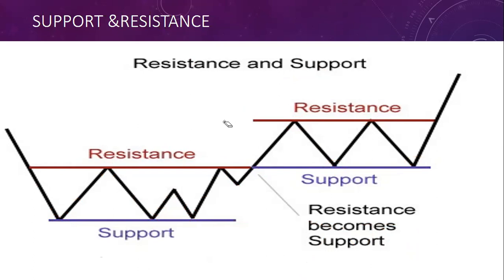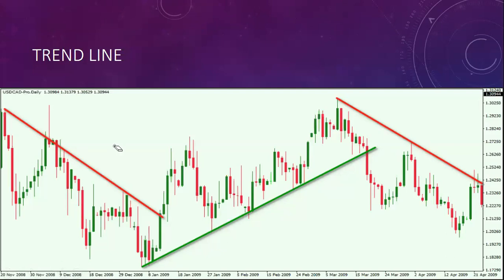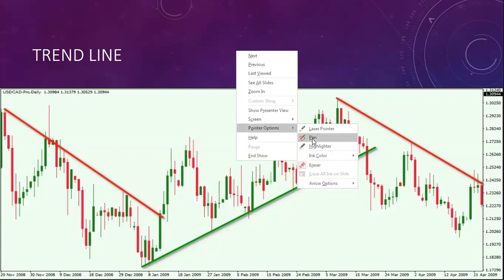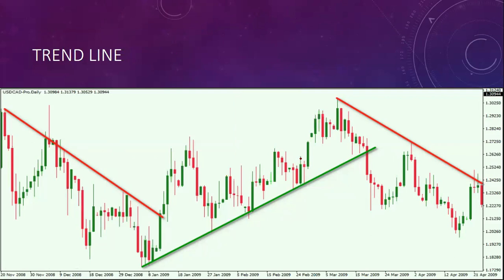Are there any questions about the support and resistance line? No question at all. Okay, shall we continue? Yeah. Now we're going to the trend line. So we took support and resistance lines, and now we will go to the trend line.